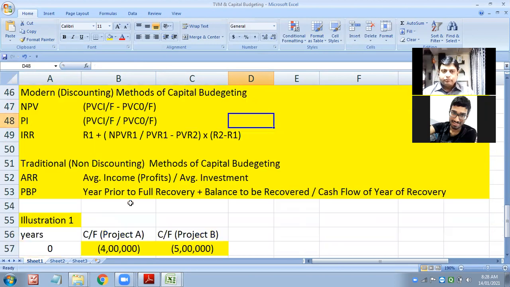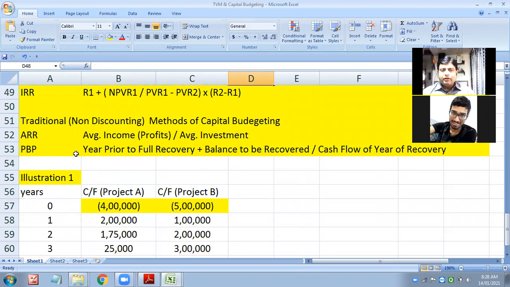So today, let us start, as it is there, ARR and PBP, one by one. So what is PBP? Payback period. By how many years am I getting my returns back into my account? Say, for example, there are two projects, and I need to take the decision whether I should invest in project A or in project B.